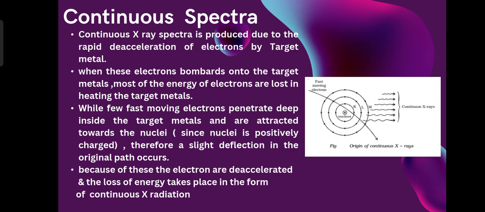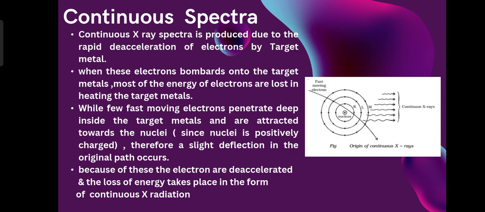Now what is the meaning of deceleration? We know the meaning of acceleration. Acceleration means moving with a high velocity. Deceleration means something which is resisting the acceleration. So here the electrons which are moving with a high velocity, high acceleration, suddenly get reduced. The acceleration gets reduced. Therefore the name here is deceleration of electrons by the target metal.